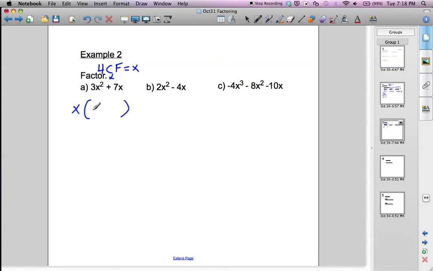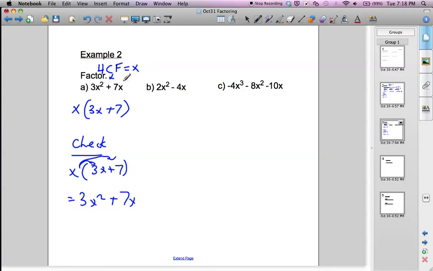Now x times what is going to give me 3x squared? x times 3x will give me 3x squared. x times what will give me 7x? x times 7 will give me 7x. So we can check that. x times 3x plus 7. We use the distributive property, we'll get 3x squared plus 7x, and that's exactly what we started with. So that's the correct factorized form right here.